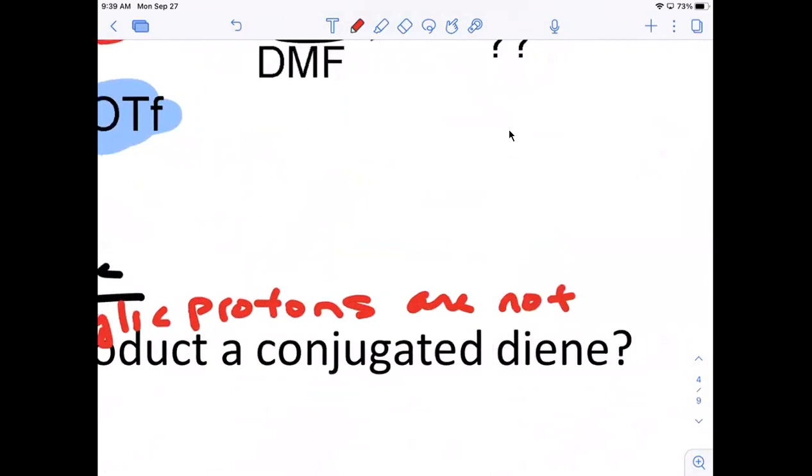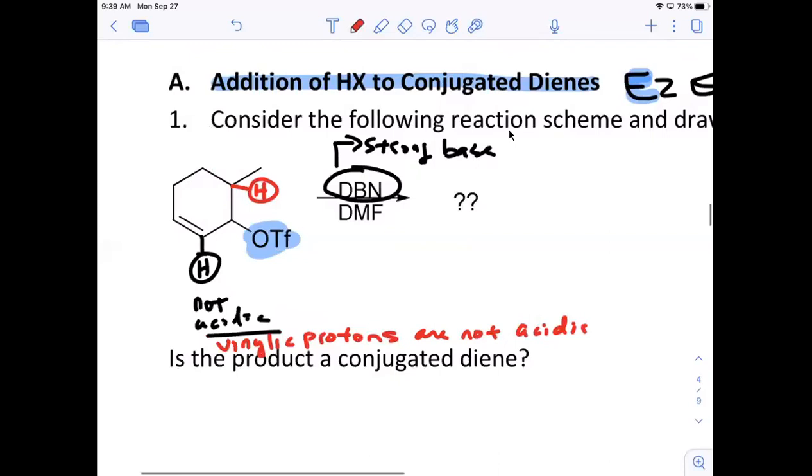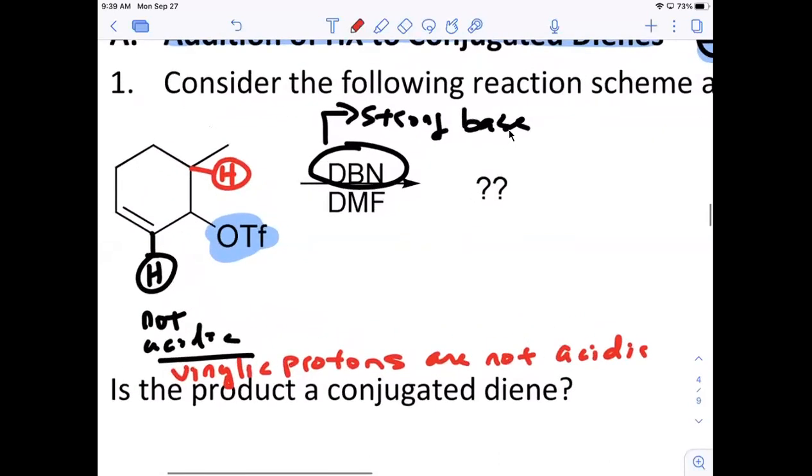The pKa of that proton is like 46 or 47. Very difficult to pull off. Right, but the one above it, we can do that. So what is my elimination product going to look like? And then DMF is an aprotic solvent, right? So that just goes right along with the E2 elimination thing.